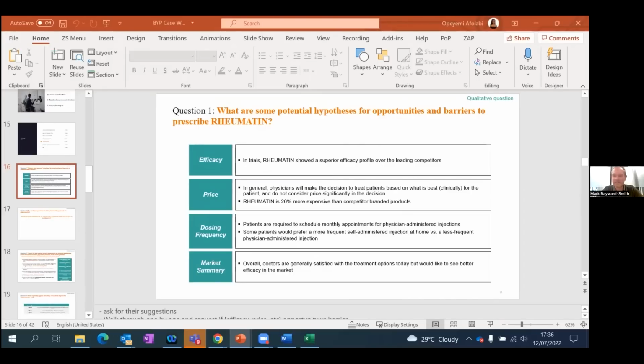Yeah, they're great. They're exactly the sort of things the interviewer would hope people to mention. More efficacious. There could be some issues regarding price if it's more expensive, because that's not a good thing for physicians or patients. But great stuff. Any other thoughts on drivers or barriers to using this product?